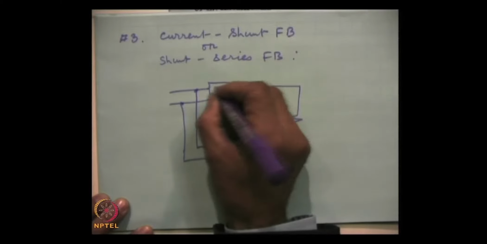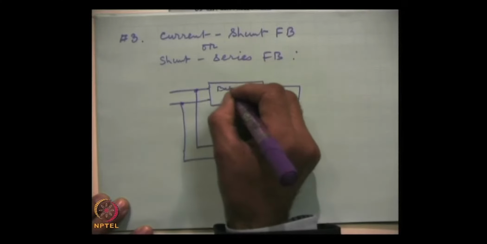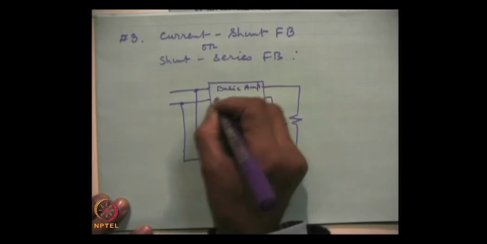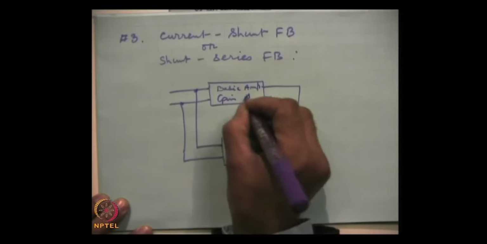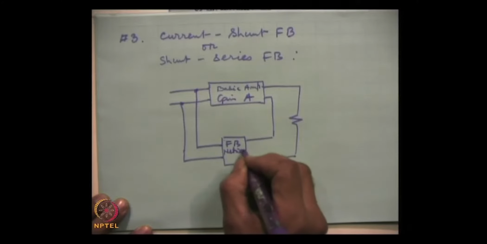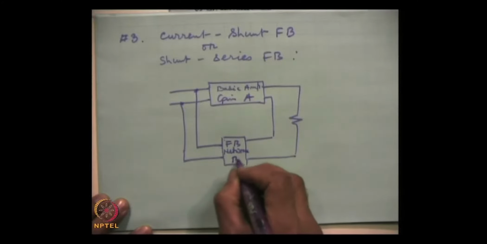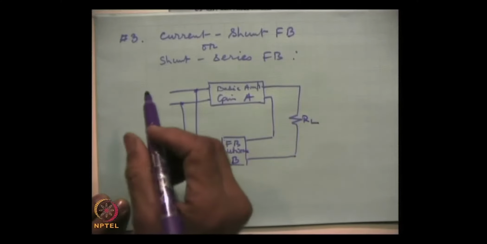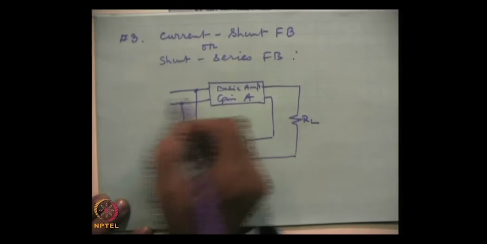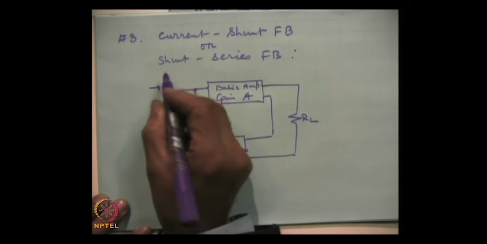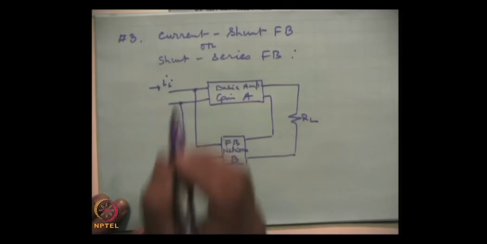This is the basic amplifier, gain A, and this is the feedback network, gain B. This is the load resistance, and here we will connect the signal which will generate the input current I.